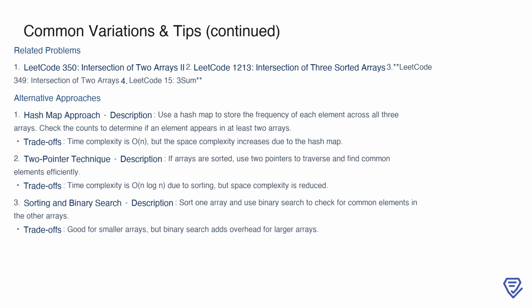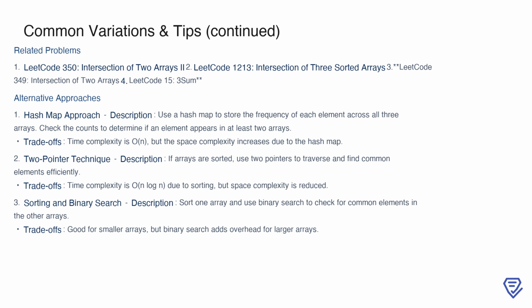Closely related problems include LeetCode 350, which deals with the intersection of two arrays, LeetCode 1213, which focuses on finding the intersection of three sorted arrays, and LeetCode 349, another problem about intersecting two arrays. Additionally, LeetCode 15, the three-sum problem, is a classic example of how to handle multiple arrays efficiently. As for alternative approaches, the hash map method is a standout. Here, you use a hash map to track the frequency of each element across all three arrays. Elements that appear in at least two arrays are part of the solution. This approach is time efficient, with a complexity of O(n), but the trade-off is increased space usage.